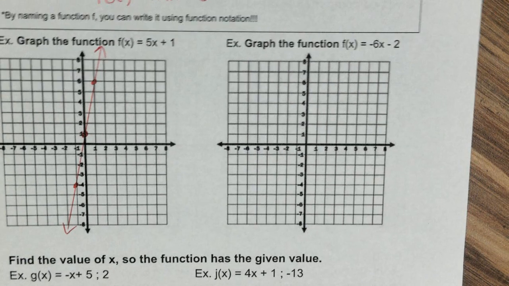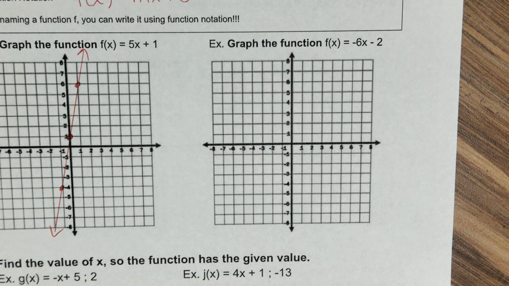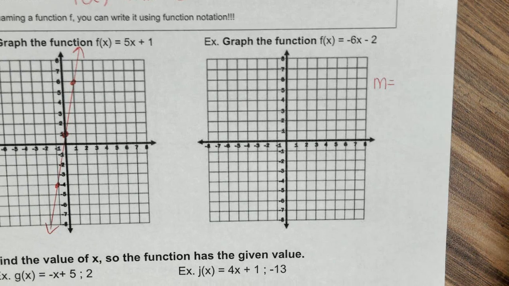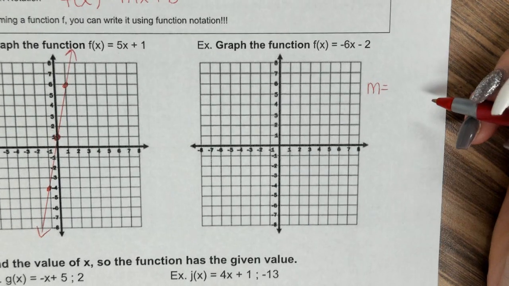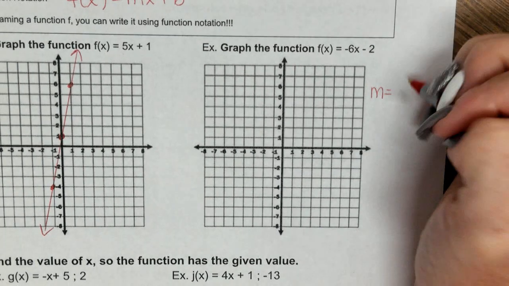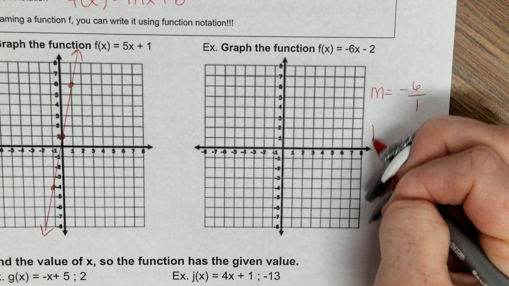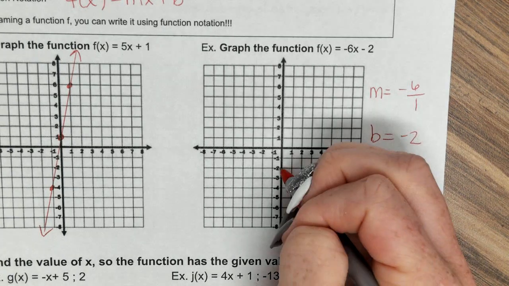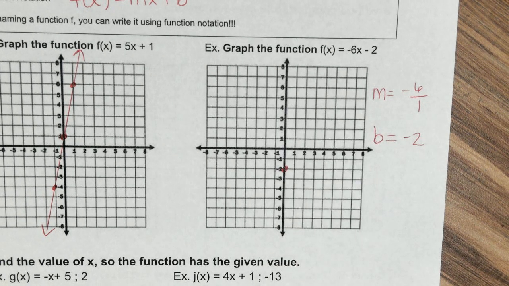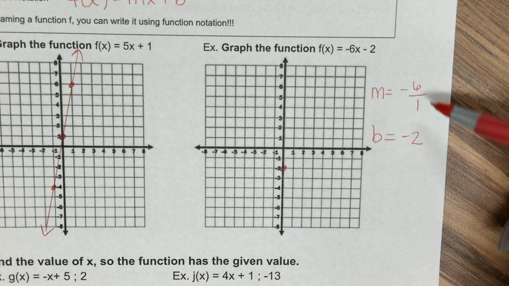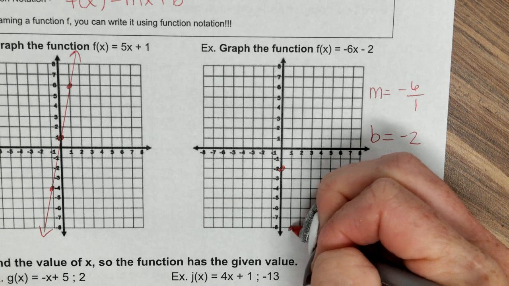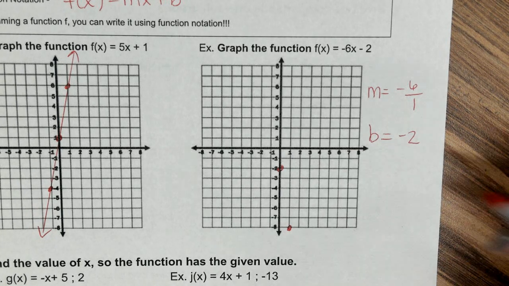Okay, moving on to this one. What is the slope here? Negative 6 over 1, thank you. What is the y-intercept here? Negative 2, so I'm going to go to the y-axis at negative 2. If I want to, I can go down 6, right 1, or I can go the opposite way and go up 6, left 1.